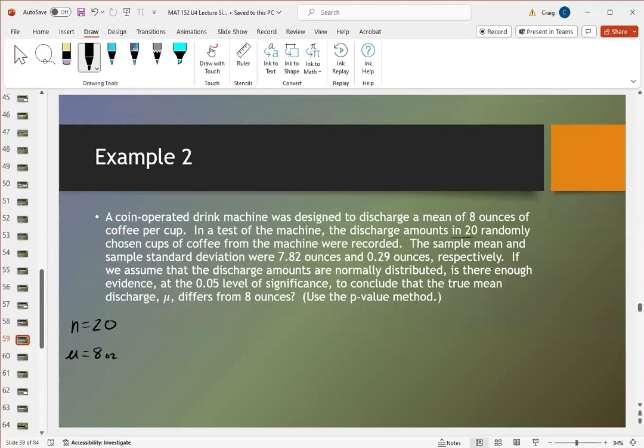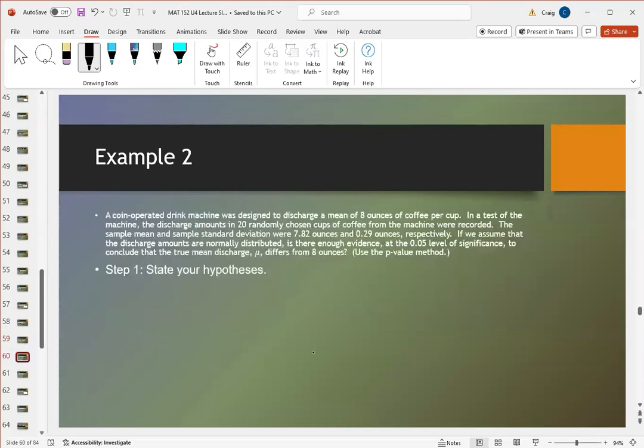The sample mean and sample standard deviation: the sample mean is 7.82 ounces, and the sample standard deviation is 0.29. If we assume that the discharge amounts are normally distributed, is there enough evidence at the 0.05 level of significance to conclude that the true mean discharge differs from 8 ounces? Okay, so let's take a look at our hypotheses. Our null hypothesis just states that the mean is equal to 8 ounces. The alternative is we want to determine if it differs from 8 ounces.